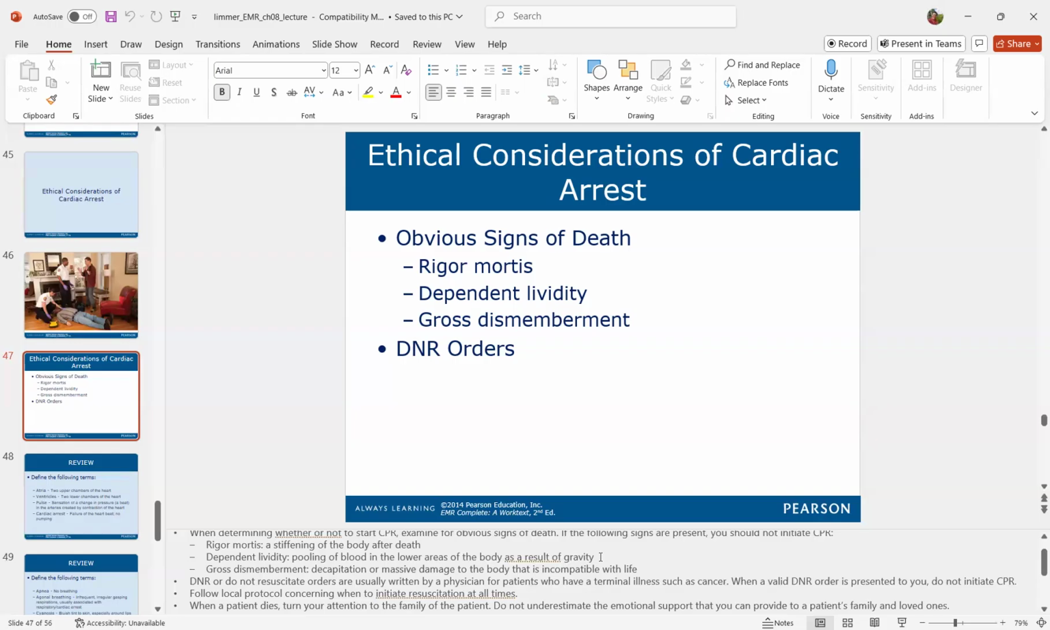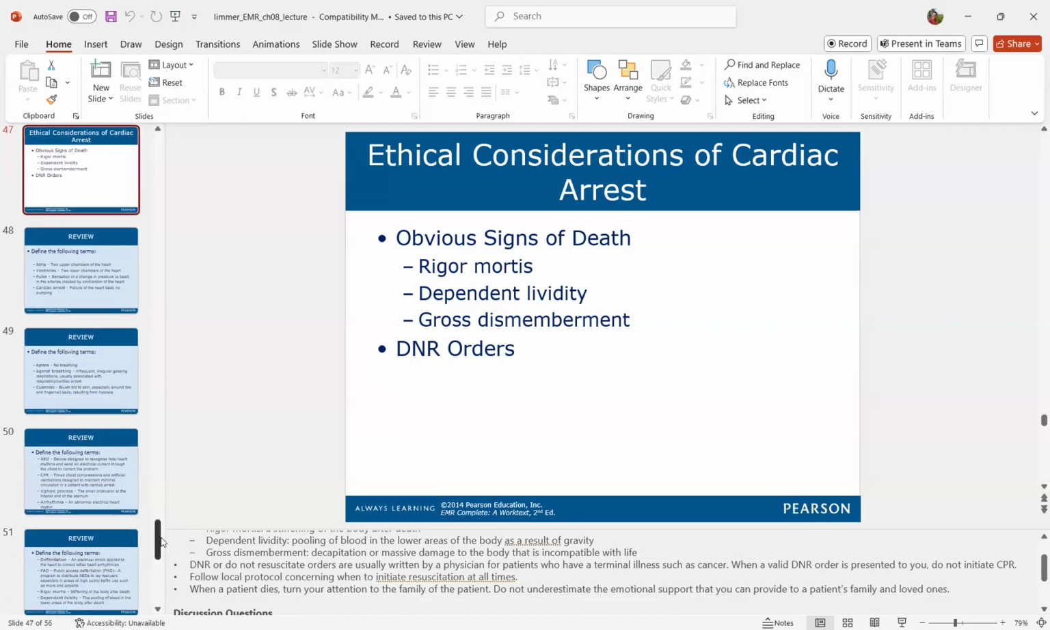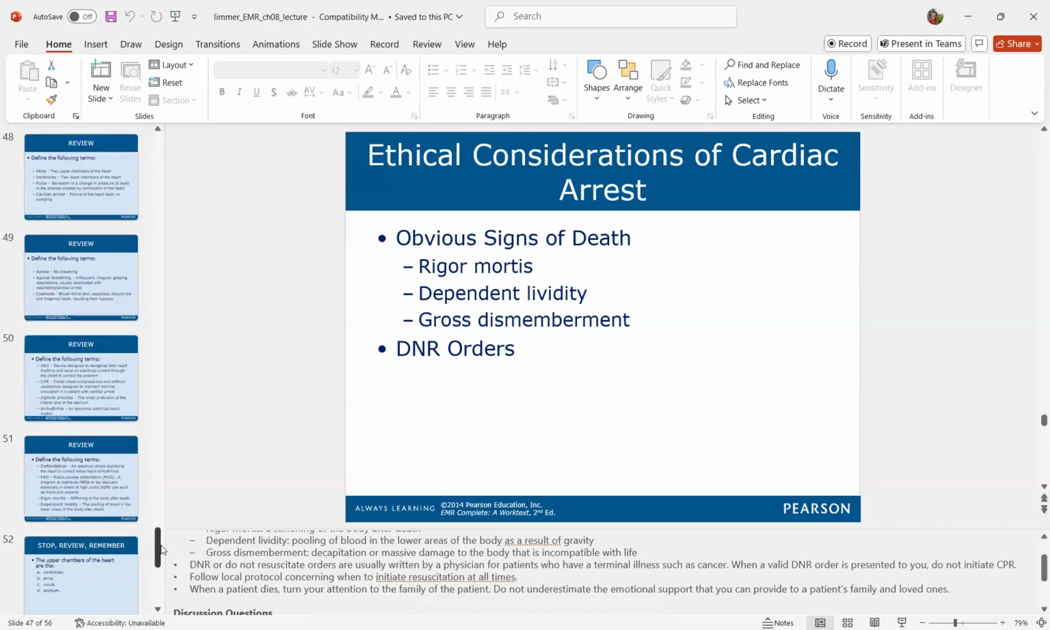When a patient dies, we're going to turn our attention to the family of the patient. They're going to be emotional, so we're going to start providing emotional support for them and their loved ones, whoever's there. They might be a little bit aggressive or yelling. It's not at you, it's at the situation, going through their stages of anger, denial, all of that.